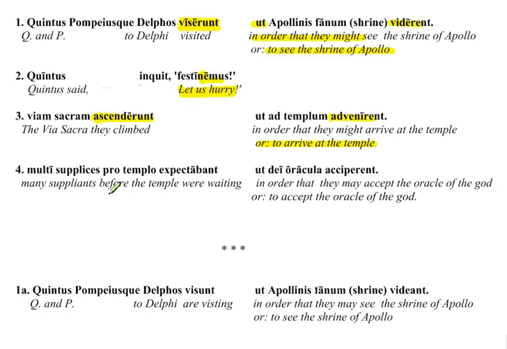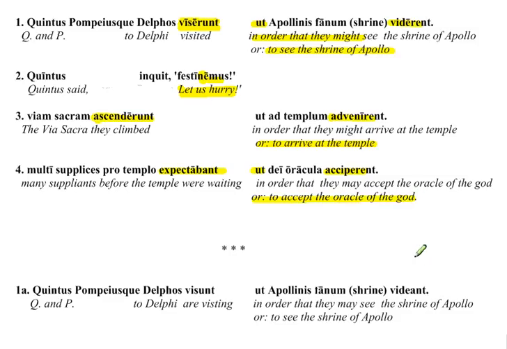Okay, last but not least, number 4, many suppliants were waiting in front of the temple, and this is going to be the same. Again, it started in some kind of past tense, so I'm going to use the past subjunctive. Notice it looks like an infinitive. So that they might receive the oracle of the god. I suggest translate it as to receive.